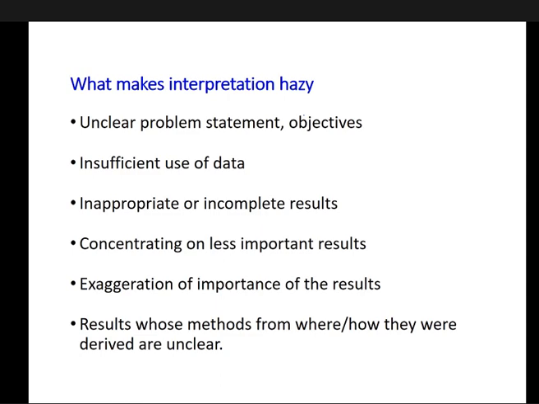Then we have results whose method or source of derivation is unclear. You have results, but it is not clear how you derived them. It is not clear where you derived them from. So it also gives us doubt that these results are forged. So it should be very clear from where and how those results were derived.